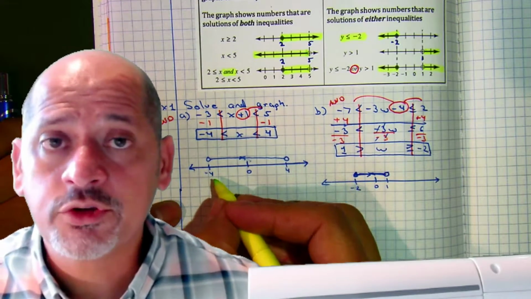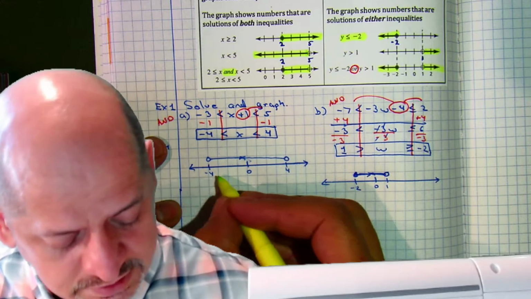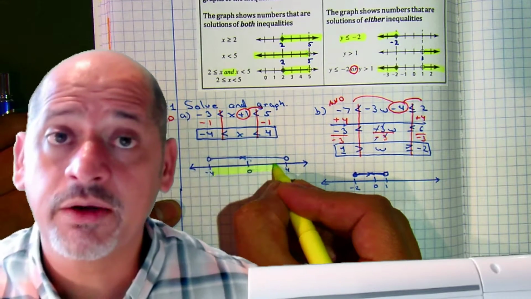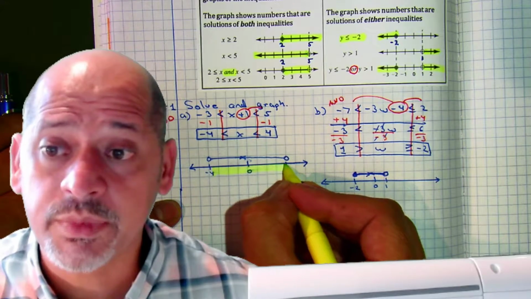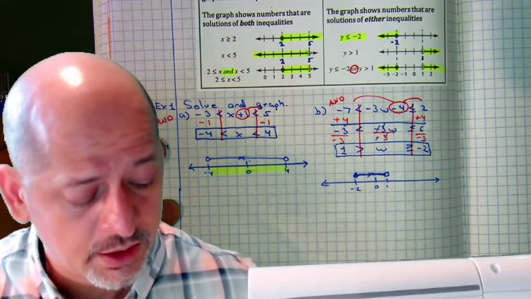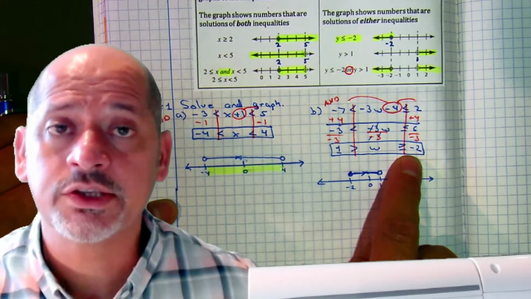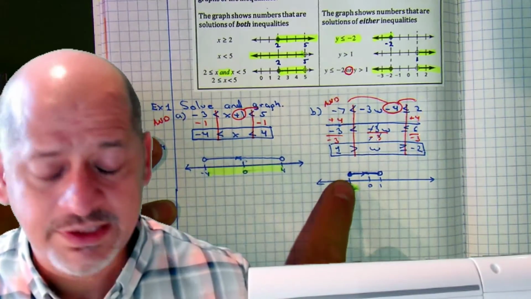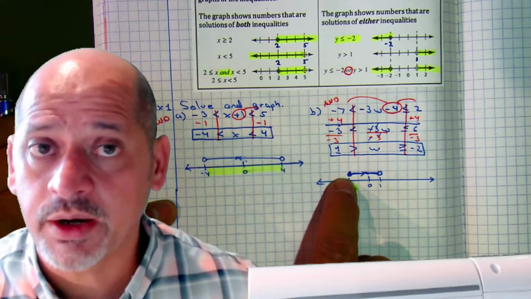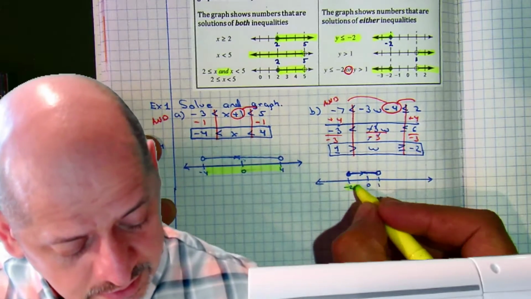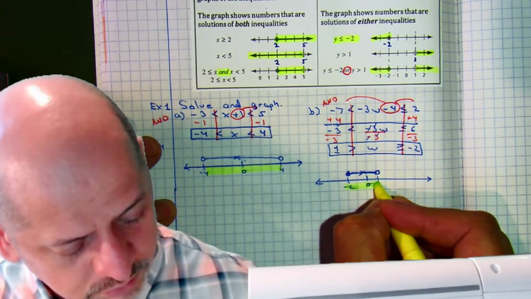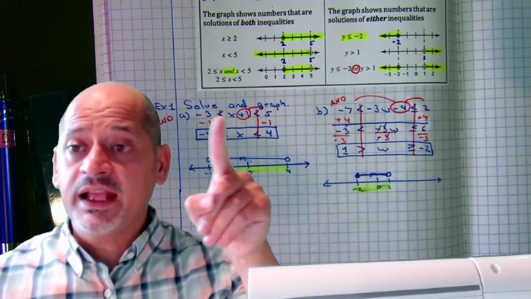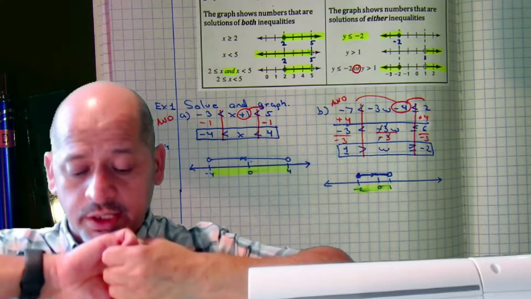Is -4 part of your solution? No, because there's no equal sign. So I'm not going to highlight -4. How about +4? Is that part of the solution? No, because there's no equal sign. How about on this side? Is -2 part of the solution? Yes. I'm going to highlight -2, and that's what we place as close to indicate that that's part of the solution. And is 1 part of the solution? No. You have to remember that whenever it's an and, whenever they're connected, your graph should be connected.